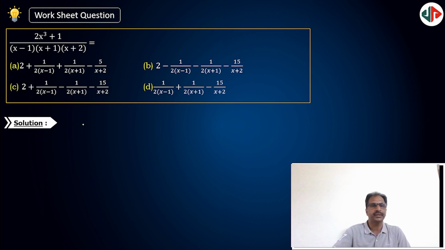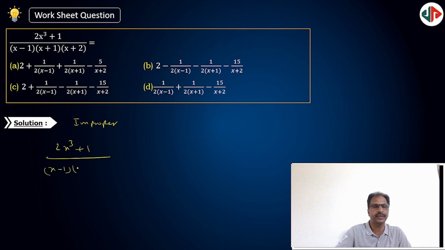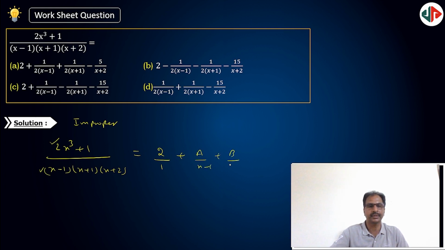Now here, the numerator degree is the same as the denominator degree, so it is an improper fraction. If the degree of numerator is 3 and degree of denominator is also 3, when degrees are equal, the quotient obtained here is the ratio of coefficients of the highest power of x in numerator and denominator. Here the x cube coefficient is 2, in the denominator the x cube coefficient is 1. The ratio of that, 2, will be 2 by 1 plus a by x minus 1 plus b by x plus 1 plus c by x plus 2.